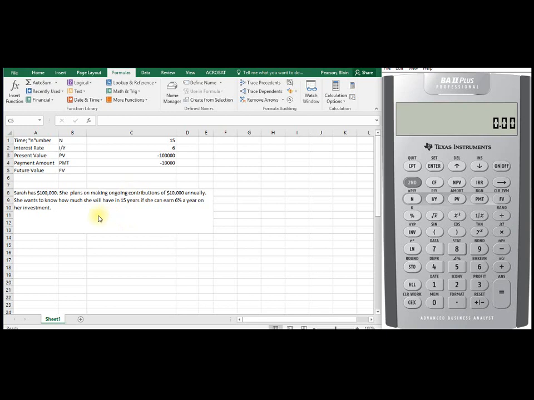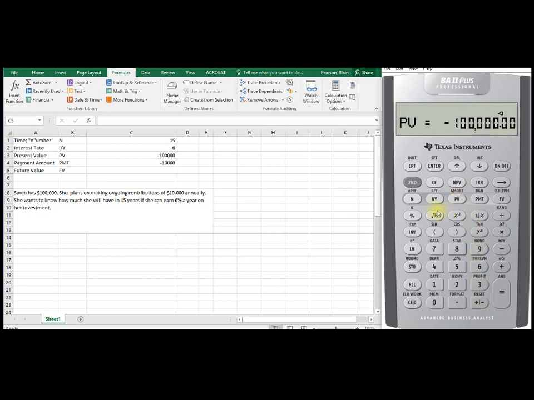Sarah wants to know how much she'll have in the future if she has $100,000 today and will make ongoing contributions of $10,000 annually. So this is a future value problem, much like the last video. So let's input our variables into our calculator. Our N variable, or our time variable, is 15. Our interest rate is 6, or our I/Y. The PV, the present value, the money she will have today, is negative $100,000.